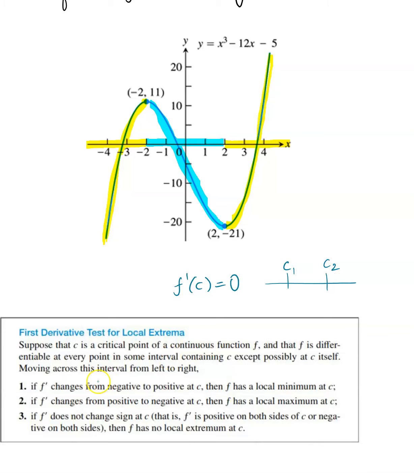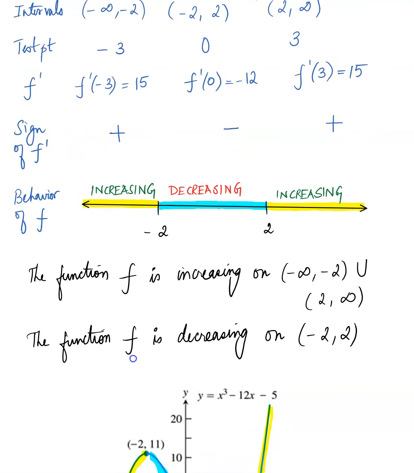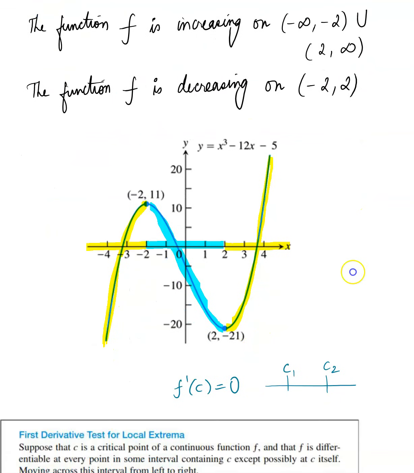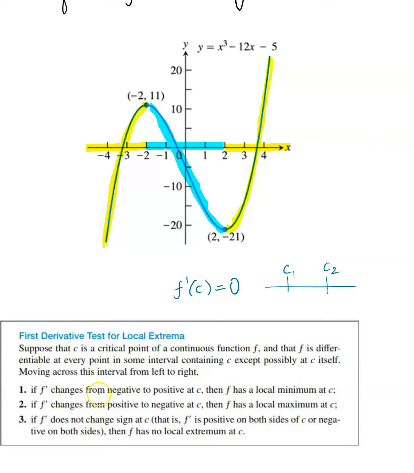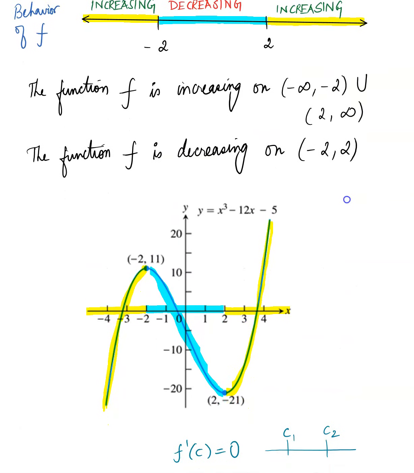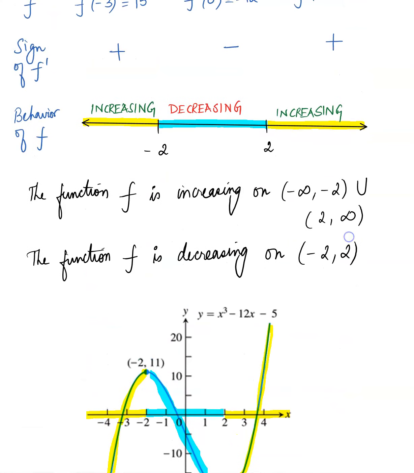And then we're saying, if f prime changes sign, we saw the sign of f prime, right? If it changes from positive to negative, it means something, and from negative to positive, it means something. So let's check it out here. If f prime changes from negative to positive, then f has a local minimum at C. You can see that here, it moved from negative to positive, right? That means there was a minimum.